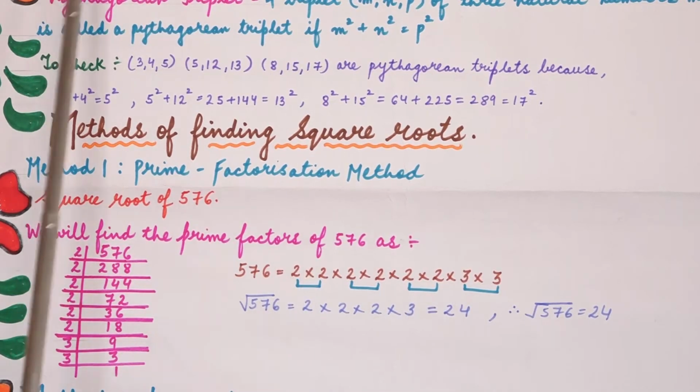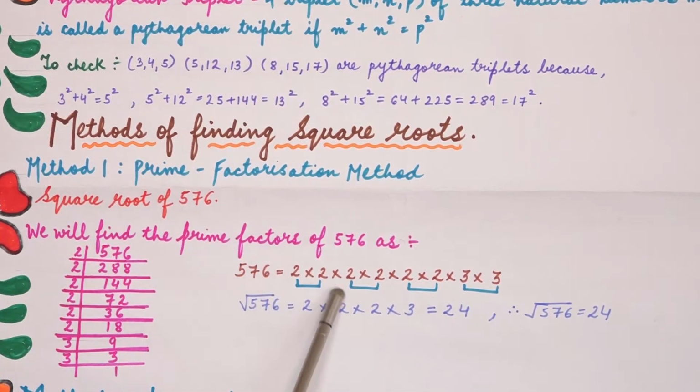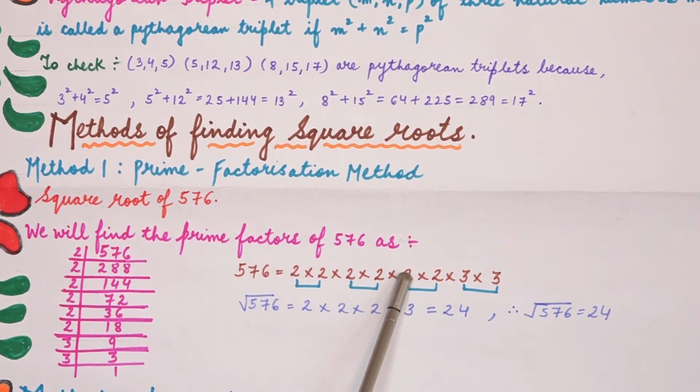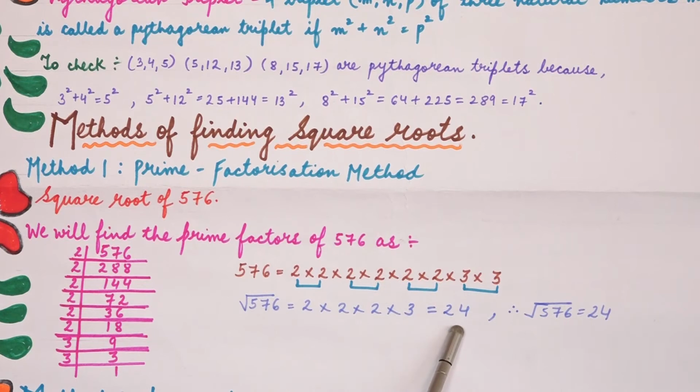As we are under square and square roots, we will make pairs of 2. After making pairs of 2, we take 1 out of each pair. Out of this pair we get 2, out of this pair we get a single 2, out of this pair we get a single 2, and in this pair we get 3. After multiplying them, we get 24. So we came to know that the square root of 576 is 24.